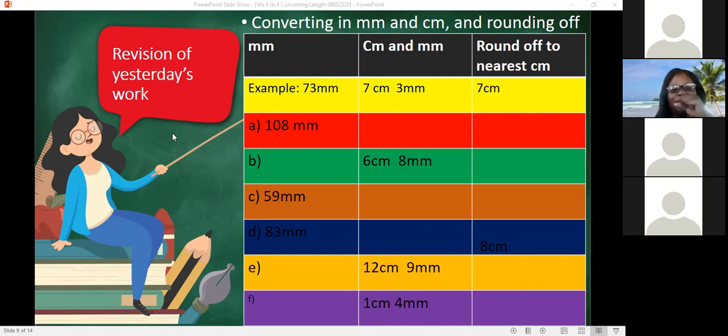Okay, so now number A, 108 millimeters. We now want to separate the centimeters and the millimeters. That is where the comma comes in. We divide by 10. Remember we said we divide by 10, and then you have to write how many centimeters and how many millimeters it is.